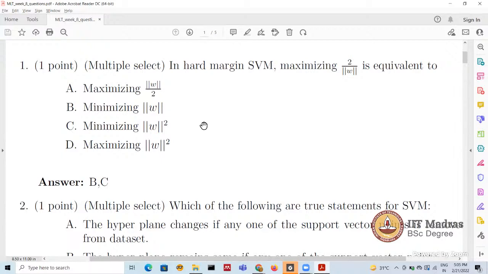And the norm here is the same. In both cases, this is the L2 norm only. Whatever norm, it could be the L1 norm also, but it will remain the same. That's what I'm trying to say.